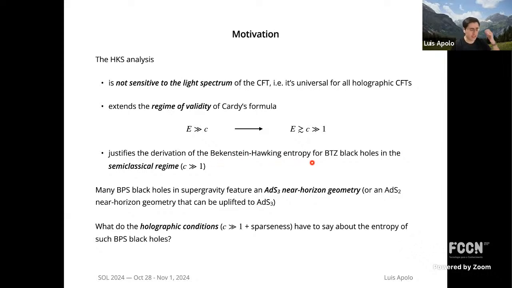And so using this HKS approach with this precise form of the sparseness condition actually justifies the derivation of the Bekenstein-Hawking entropy for BTZ black holes in the semi-classical regime where you assume that c is much greater than 1, but you want to describe black holes whose energies are of order c, not necessarily much larger than c. Okay, so why am I mentioning this story about HKS and holography in AdS3/CFT2? It is because many black holes in supergravity feature an AdS3 near horizon geometry or an AdS2 near horizon geometry that can be uplifted to AdS3. This is something I'll discuss later on.